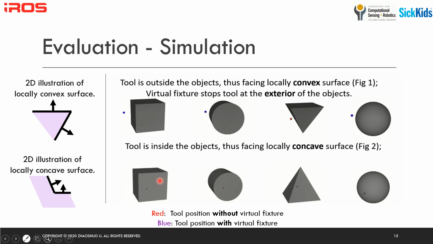enters the object. On the other hand, when the tool is inside the object, it is facing a locally concave surface, as shown here. When the commanded position exits the object, the blue sphere can successfully be stopped at the interior of the object, thus demonstrating the effectiveness of our virtual fixture.